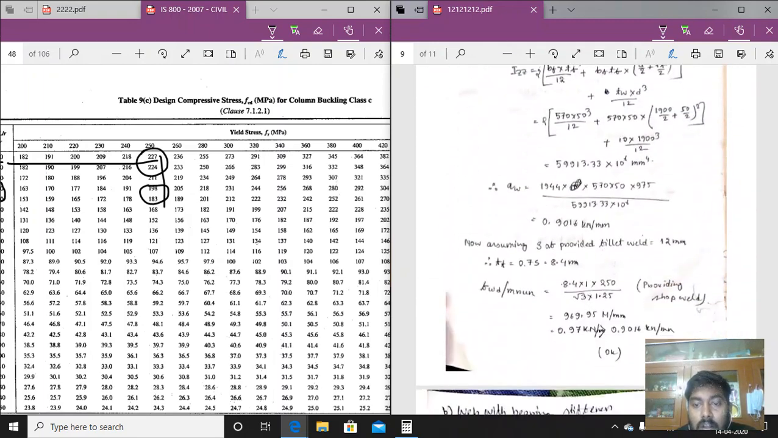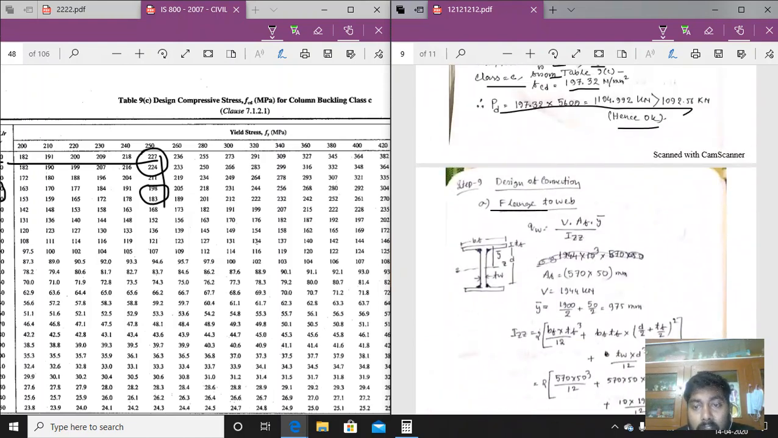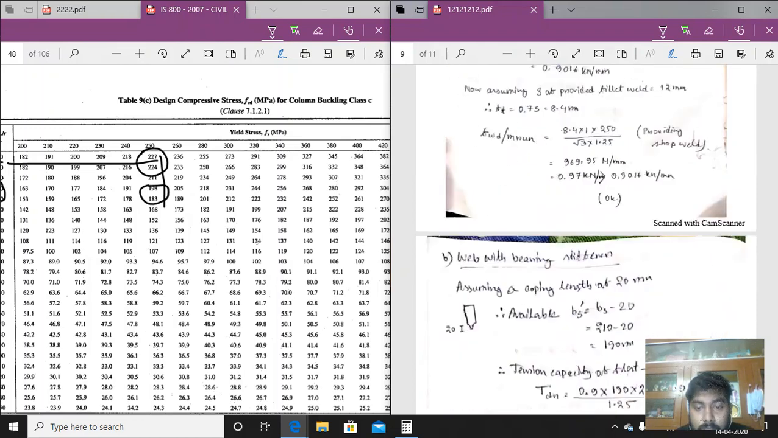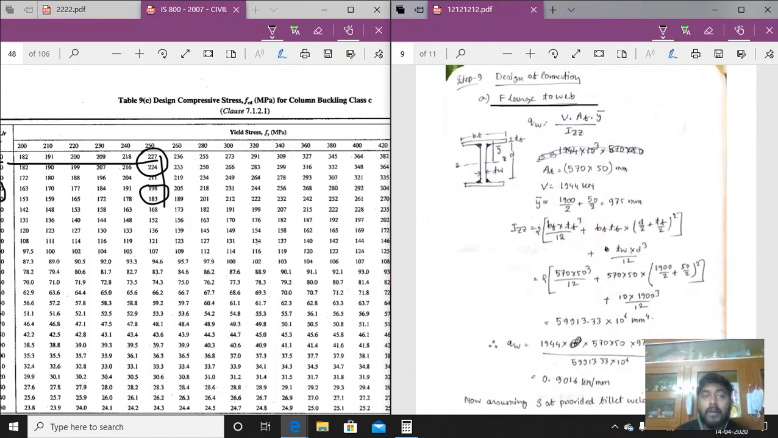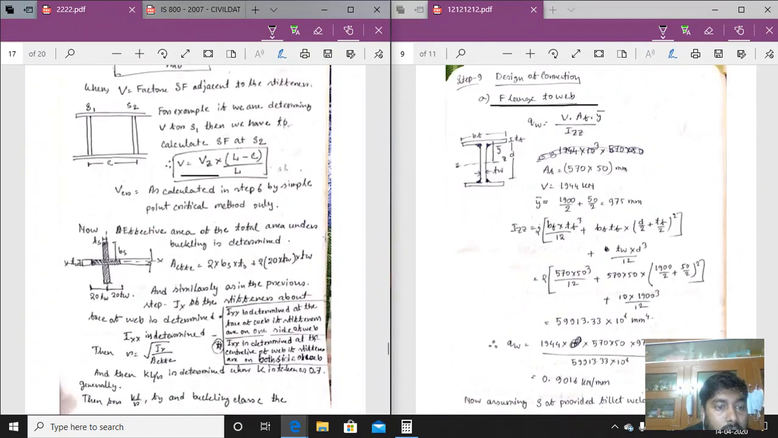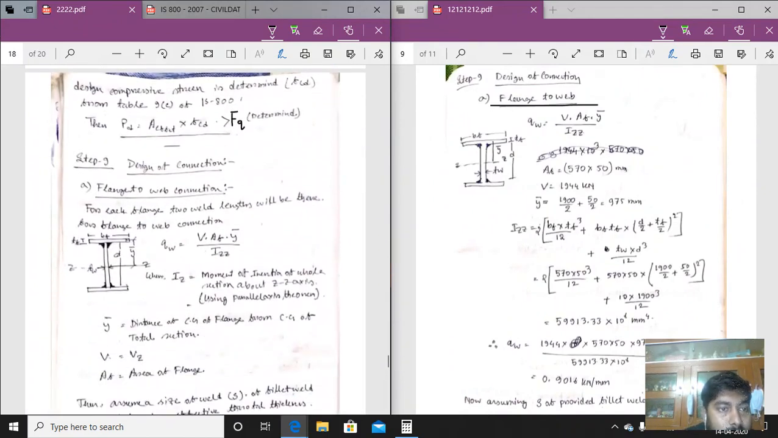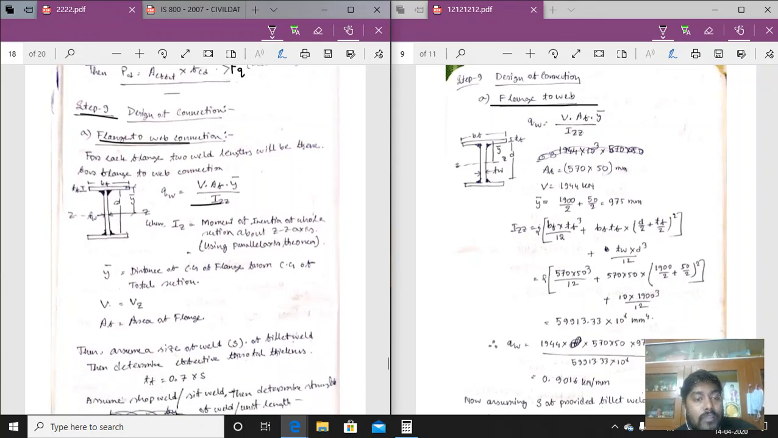First, the flange to web connection, the design of the flange to web connection we have to check. So first let us check the connection part. What is the first connection to be checked? That is step number 9, flange to web connection. First the QW, that is the shear force coming to the weld between the web and the flange, is the value of that value, where Izz is equal to the moment of inertia of the whole section about that axis. So calculating the moment of inertia of the whole section about that axis.